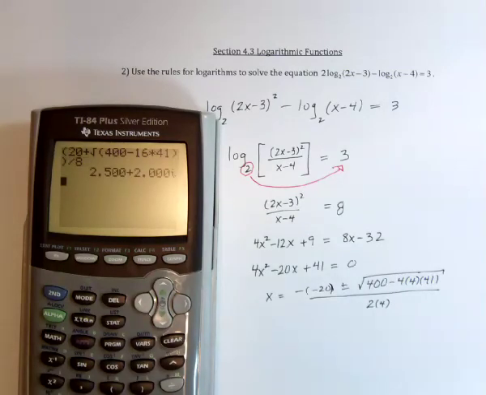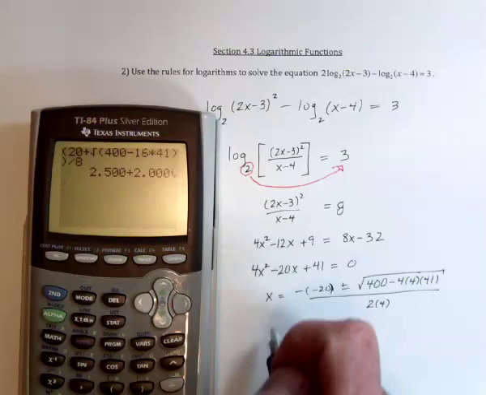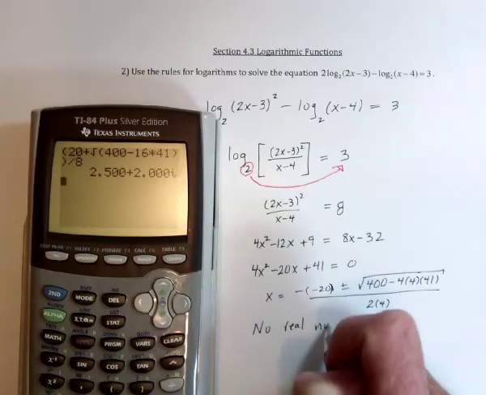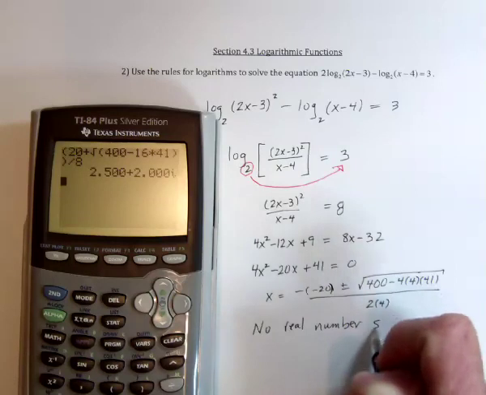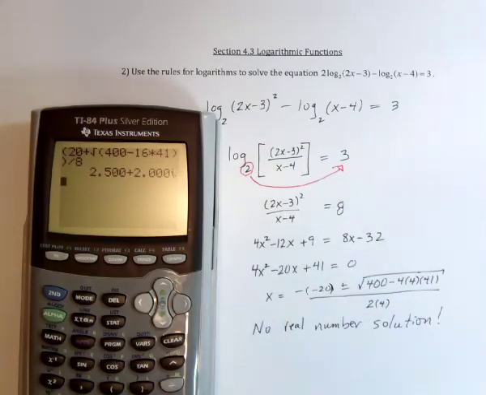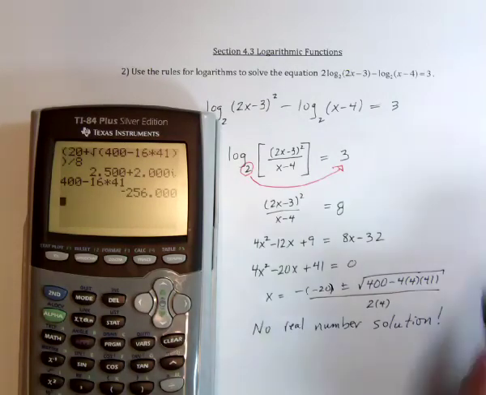It seems that it's a complex number. And in this class we don't do complex numbers and logs, although it is possible. And so we've got no real numbers as solutions. So inside this radical it was a 400 minus a 16 times 41. That's what it is, the square root of a negative 256. So that's what's causing it to be a complex number.